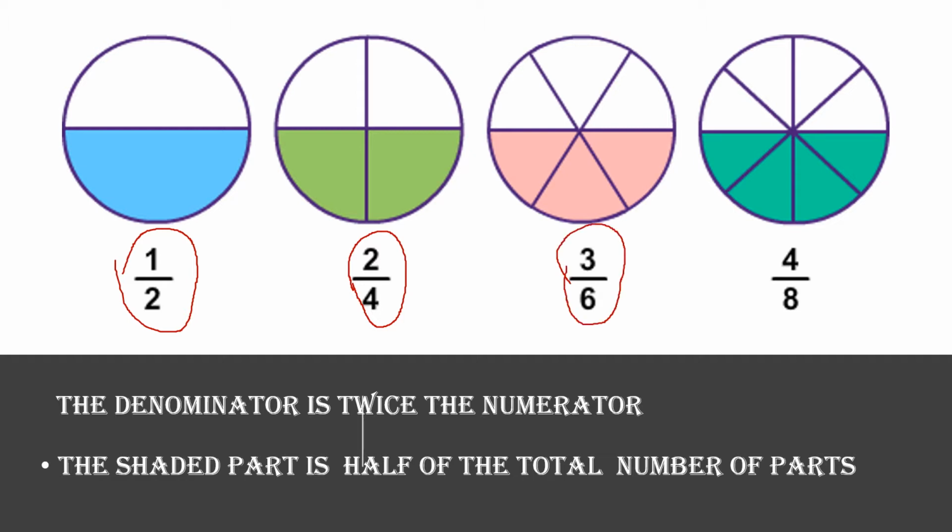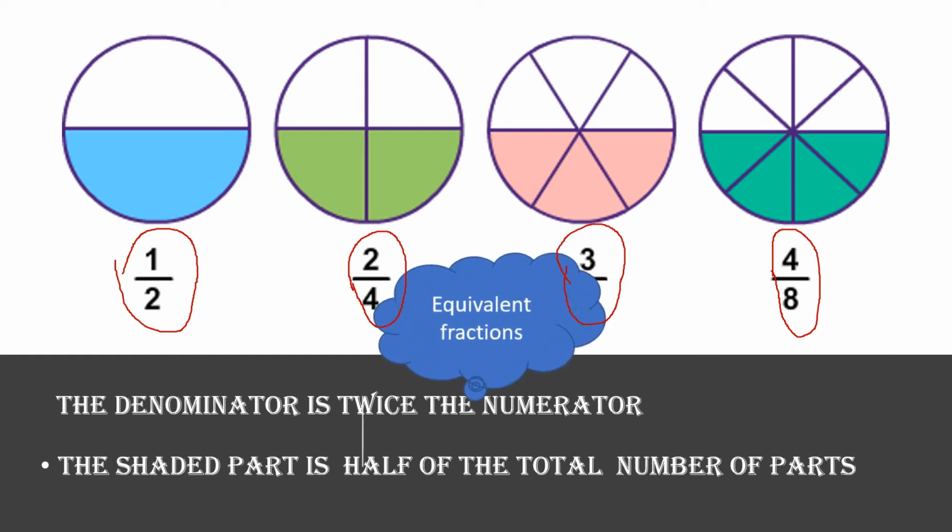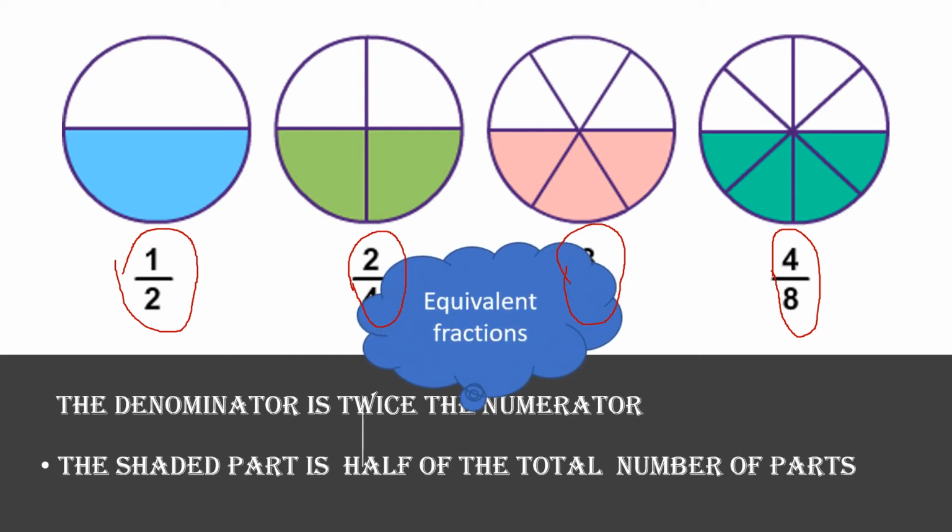And in the fourth figure, there are eight parts. Four are shaded out of 8. So the shaded fraction is 4 by 8. So 1 by 2, 2 by 4, 3 by 6 and 4 by 8 are known as equivalent fractions. Why equivalent fractions? Because all of them exactly mean the same.